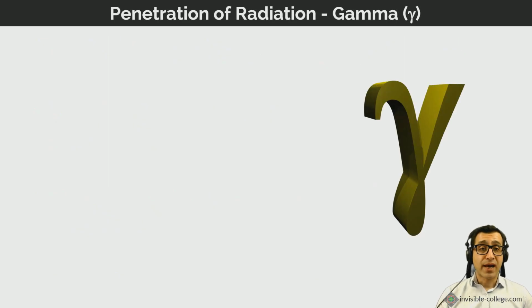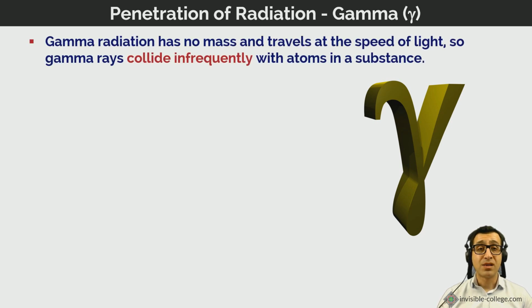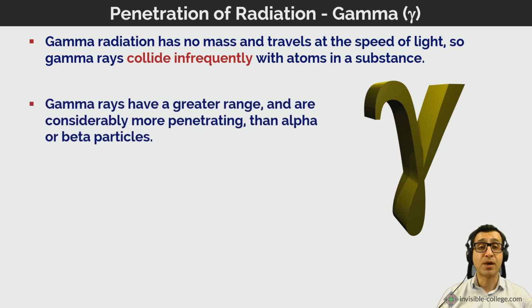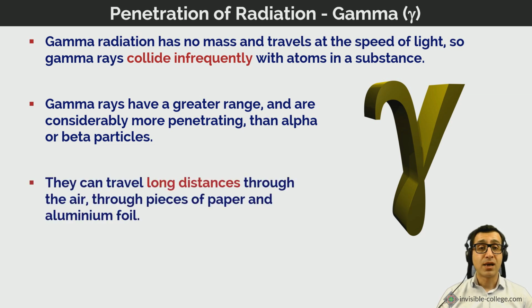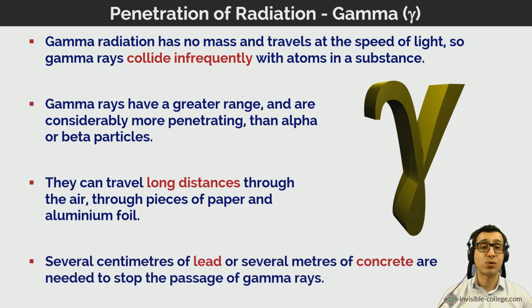Gamma radiation, on the other hand, has no mass. It's composed of electromagnetic waves which travel at the speed of light, and so they collide very infrequently with the atoms in a substance. This means that they have both greater range in air and are considerably more penetrating through materials than alpha or beta particles are. So these can travel very, very long distances through the air. They can also go through pieces of paper and aluminium foil very easily. It requires several centimeters worth of lead or several meters thickness of concrete to stop the passage of gamma rays altogether.